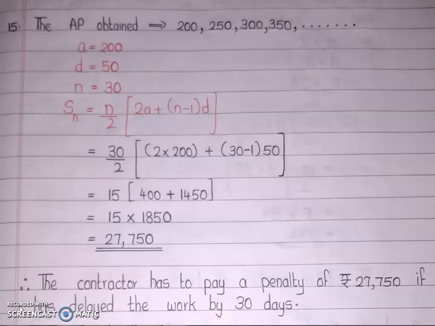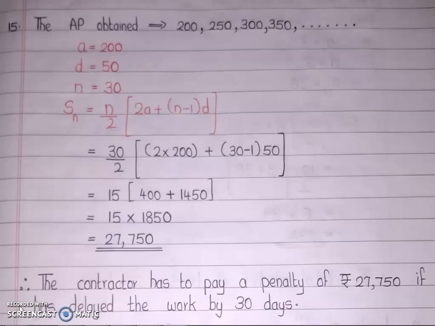₹200 for the first day, ₹250 for the second day, ₹300 for the third day, etc. The penalty for each succeeding day being ₹50 more than the preceding day. How much money does the contractor have to pay as penalty if he has delayed the work by 30 days?